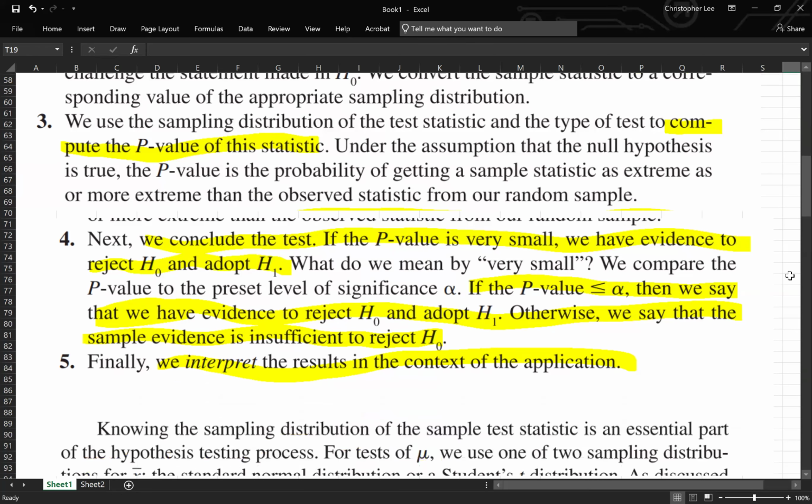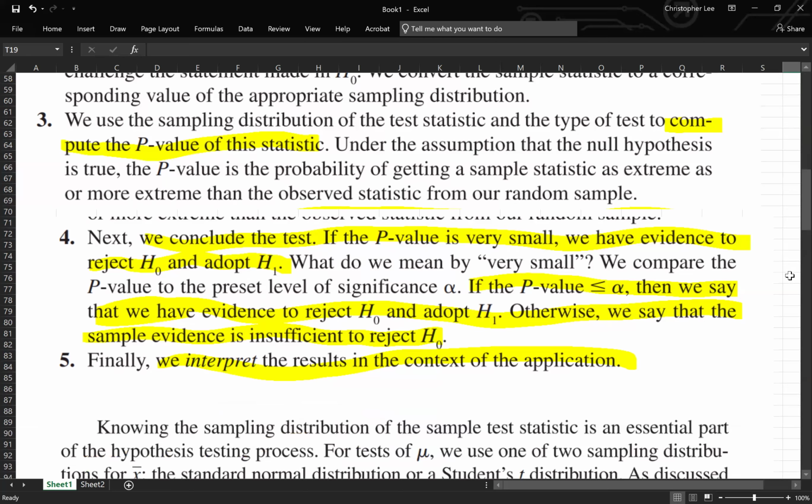Step 4, we conclude the test. If the p-value is very small, we have evidence to reject the null hypothesis and adopt the alternative hypothesis. What do we mean by very small? We compare the p-value to the preset level of significance alpha. So if the p-value is less than alpha, then we say that we have evidence to reject the null hypothesis and adopt the alternative hypothesis. Otherwise, we say that the sample evidence is insufficient to reject the null hypothesis. Finally, we interpret the results in the context of the application. That was all what we did yesterday. Those are our 5 steps.